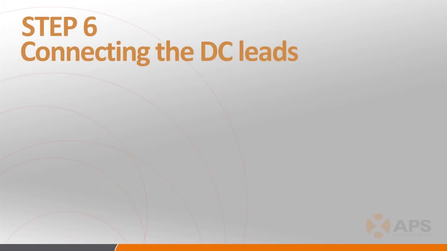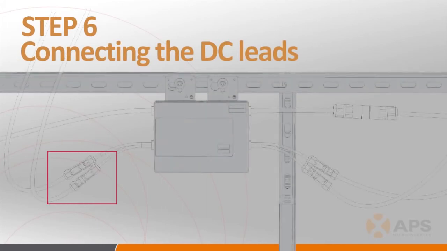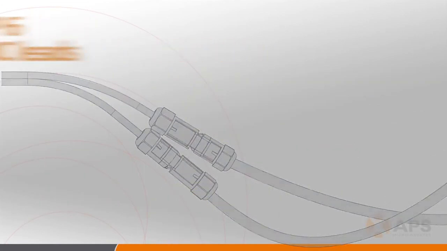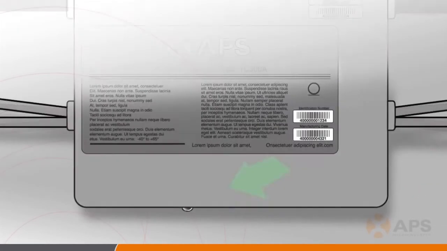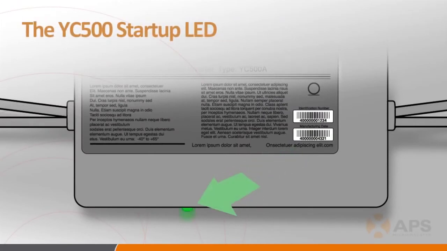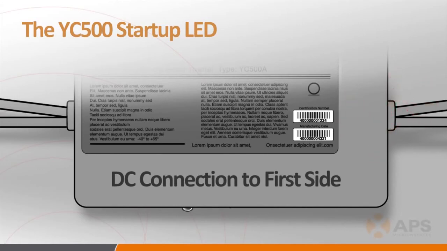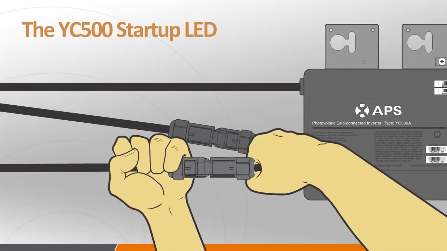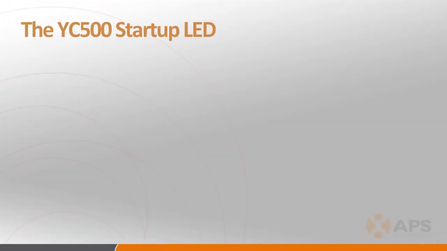Step 6, place the PV modules on the racking system and connect the DC leads from each of the PV panels to the microinverters, making sure that the connectors are securely snapped into place. The LED on the microinverter will flash green 3 times when DC power is first applied, indicating a successful connection. This startup indication only happens when the DC power is applied to the first side of the connected inverter. Check the DC connectors if you don't see the green startup LED flash.